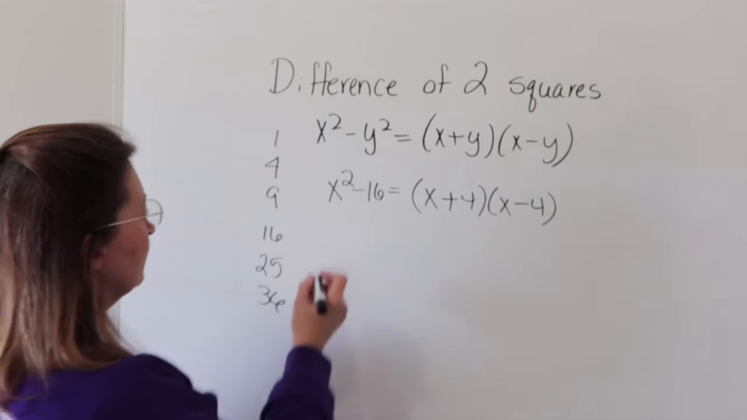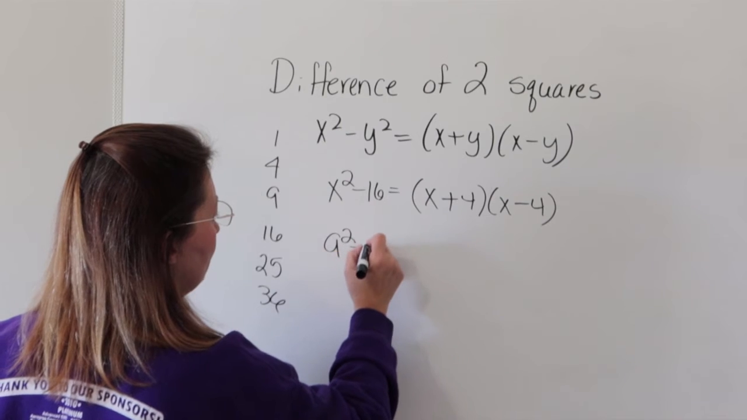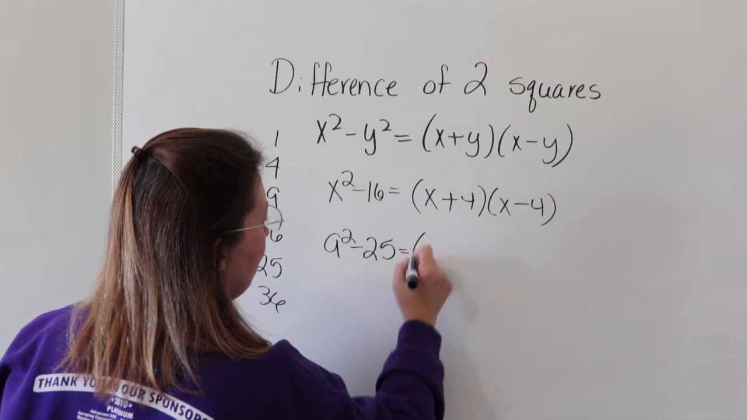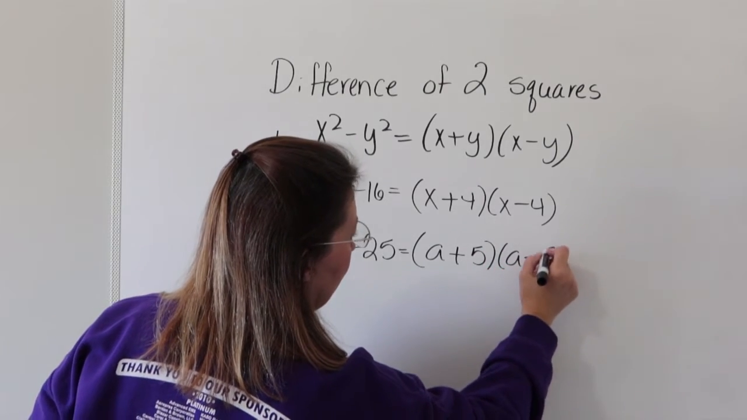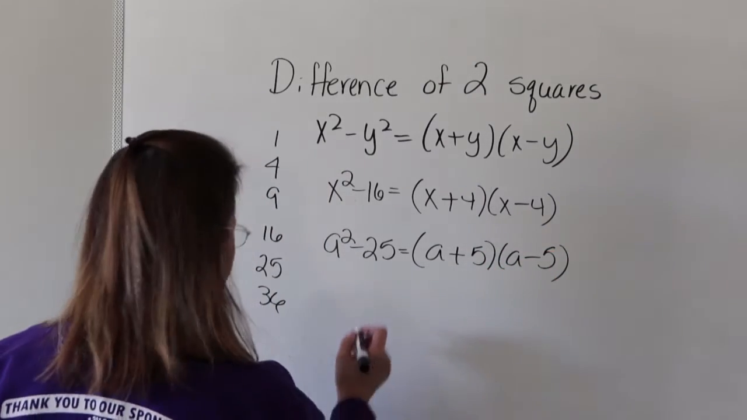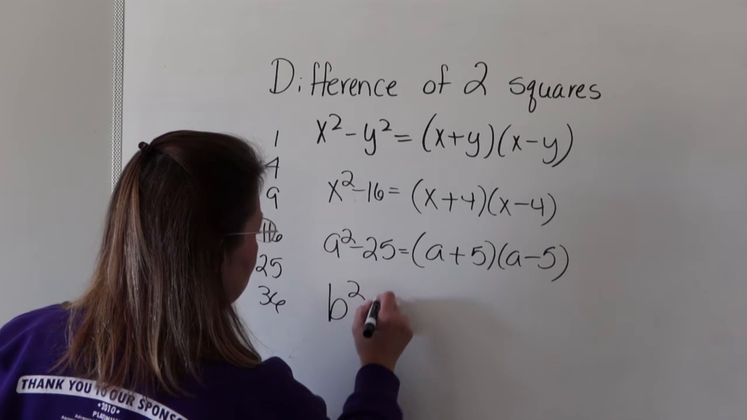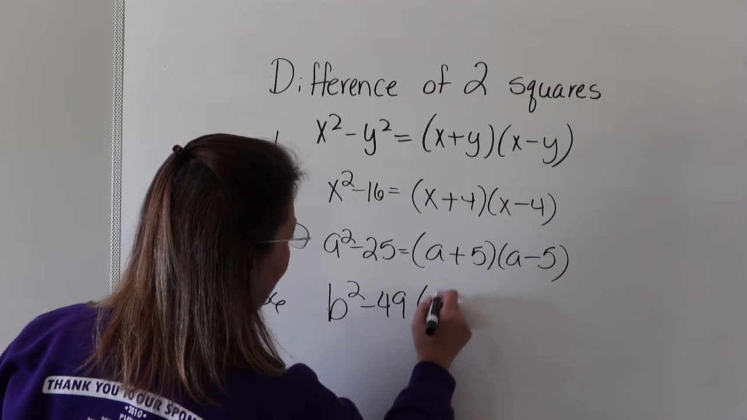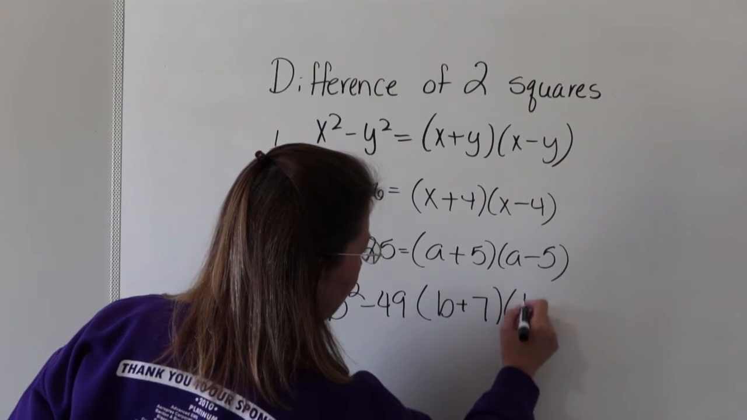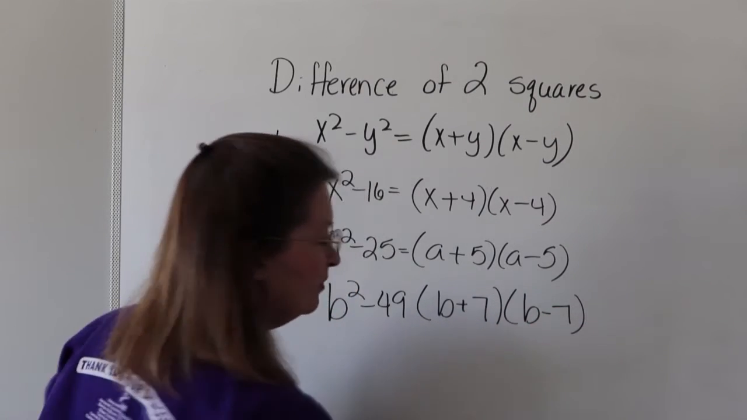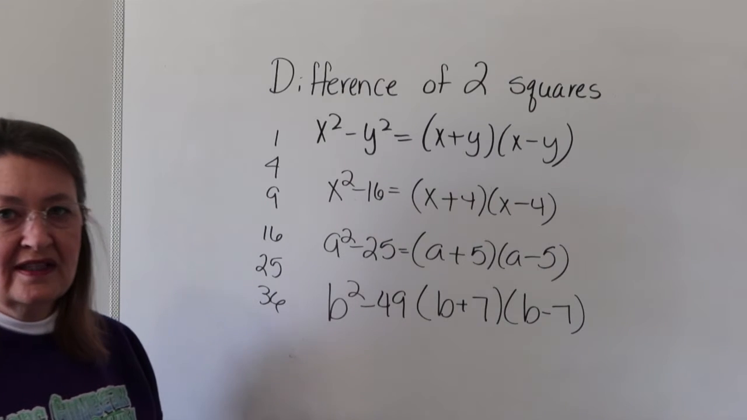So let's look at some other examples. If I had a squared minus 25, I would use the formula to get a plus 5, a minus 5. If I had b squared minus 49, I would factor that into b plus 7, b minus 7. It's just that simple.